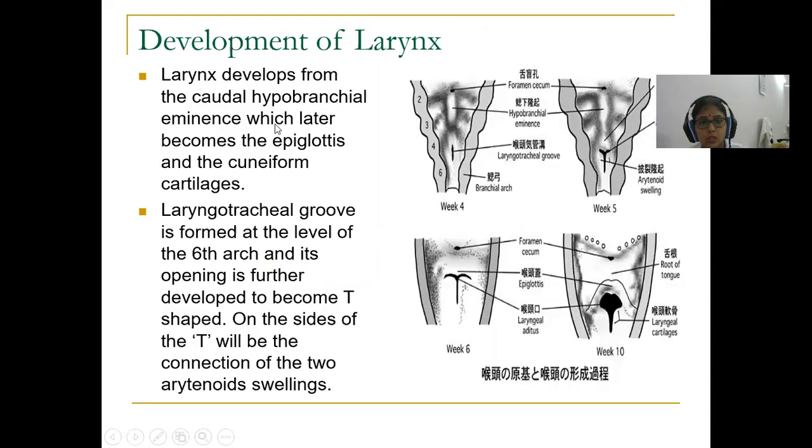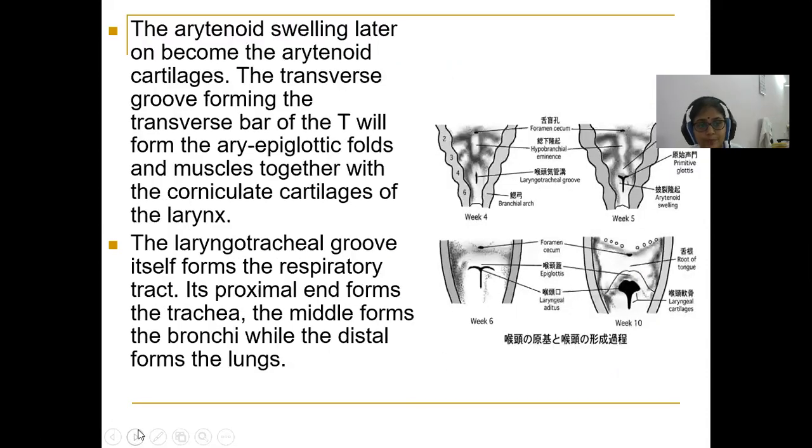Larynx develops from the caudal hypobronchial eminence, which later becomes the epiglottis and the cuneiform cartilages. Laryngotracheal groove is formed at the level of the 6th arch, and its opening is further developed to become T-shaped. On the sides of the T will be the connection of two arytenoid swellings. The arytenoid swelling later on become the arytenoid cartilages. The transverse groove forming the transverse bar of the T will form the aryepiglottic folds and muscles together with the corniculate cartilages of the larynx.